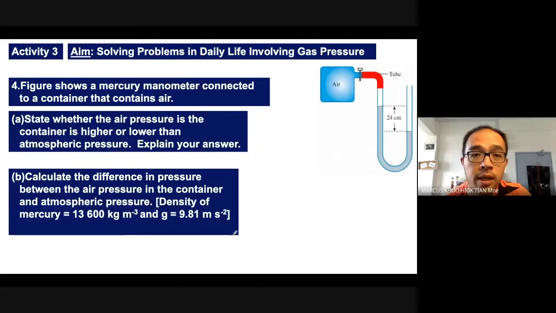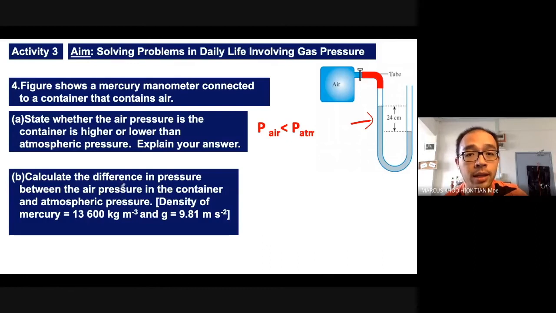Same thing over here, except that now atmospheric pressure is winning. So state whether the air pressure in the container is higher or lower. Obviously it is atmospheric pressure. The question says explain your answer, but it doesn't give the answer. Because the difference in height is bigger on the left side, that's how you would explain it. You can explain that.